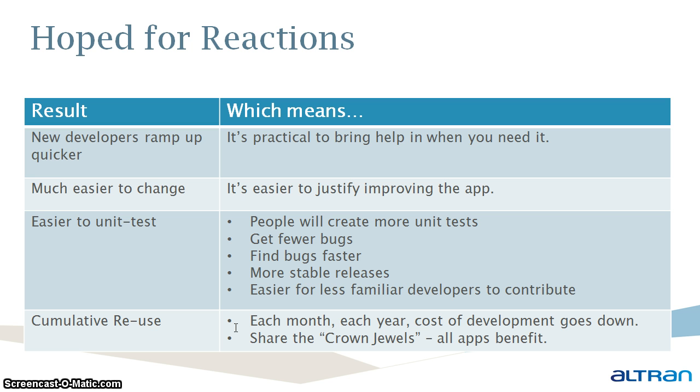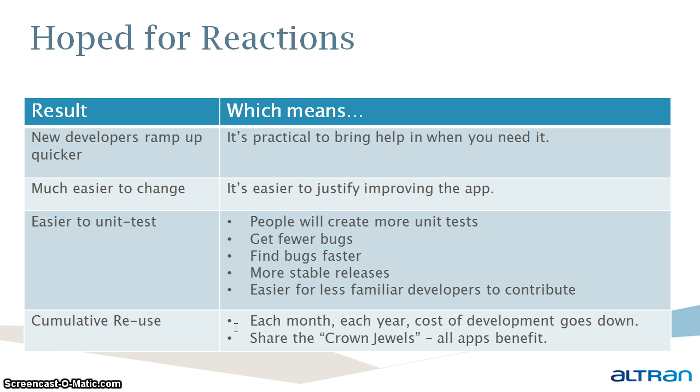And I think it's going to show that code written like this is easier to test, and that means that people will write more tests, and you get a sort of cascade of benefits. You get fewer bugs, you find your bugs faster, your releases are more stable. The tests have a self-documenting effect, so new developers can contribute more quickly.